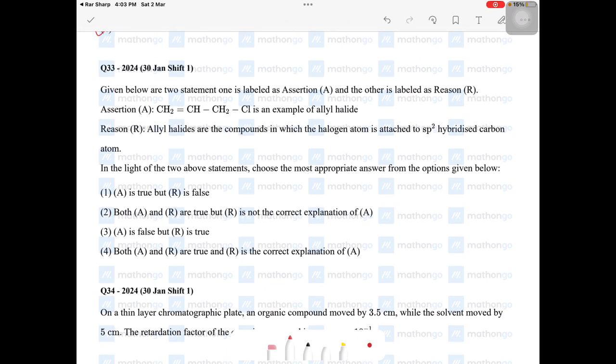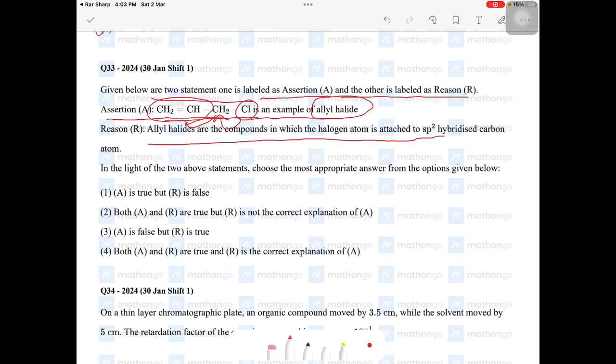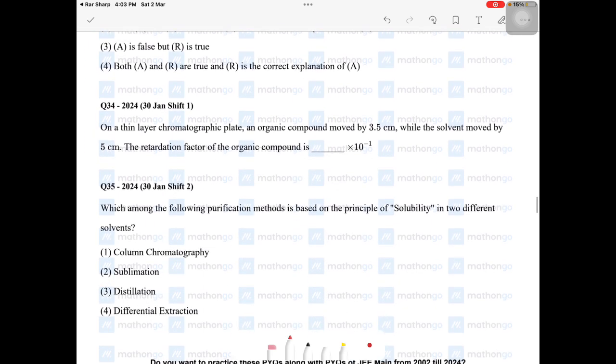33. Given below are two statements. One is labeled as assertion and other is labeled as reason. Assertion: CH double bond CH single bond CH2 single bond Cl is allylic. Yes, it is right. Why? Because halogen is attached to sp3 hybridized carbon next to C double bond C. Reason: Allylic halides are the compounds in which halogen atom is attached to sp2 hybridized carbon. No, if it is directly attached to sp2 hybridized carbon, that is vinylic. So assertion is right, reason is wrong. So assertion A is true but reason is false.